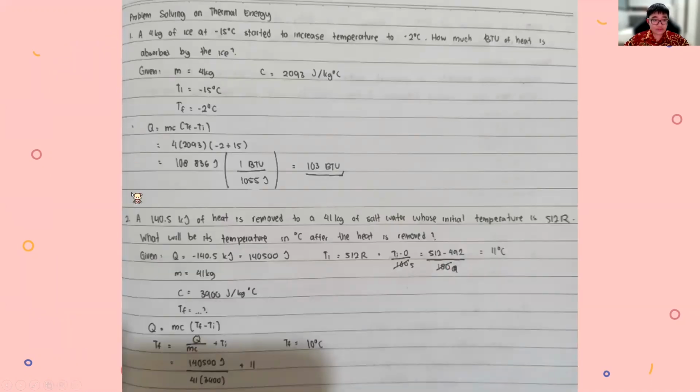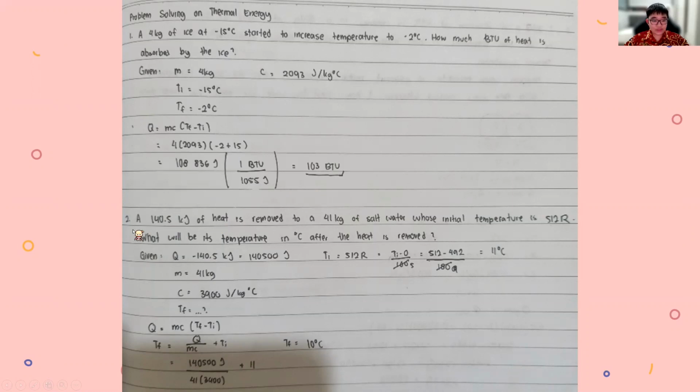This one is an example of problem solving on thermal energy. For the first one, 4 kg of ice at negative 15 degrees Celsius started to increase temperature to negative 2 degrees Celsius. How much BTU of heat is absorbed by the ice? And then we put the given. For this one, we will need to use the formula of Q equals M times C times the change of temperature, which is delta T. And then we will get this amount in joules, and we will convert it into BTU, where 1055 joules equals 1 BTU, and the answer is 103 BTU.